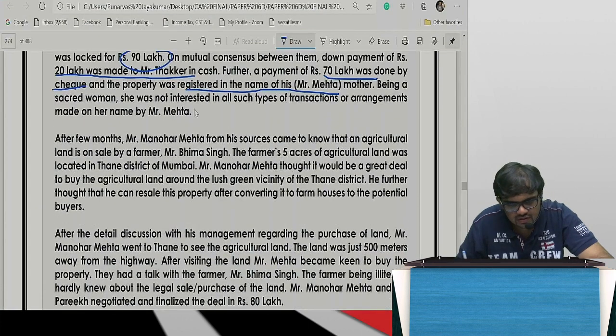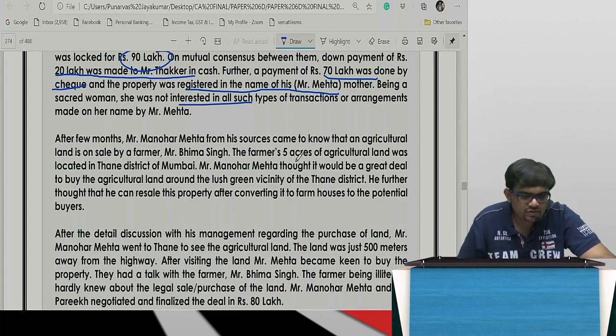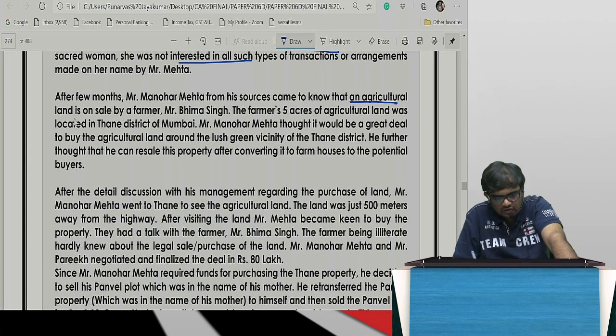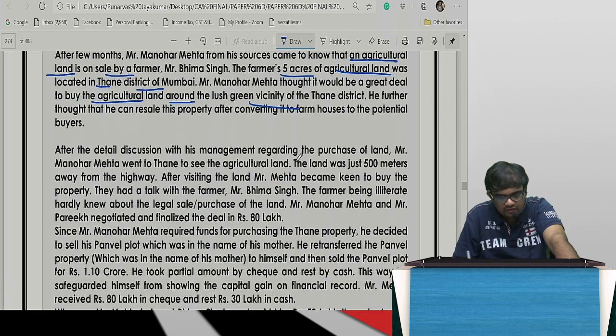Being a sacred woman, she was not interested in all these types of activities. Okay. After a few months, Mehta from his sources came to know that an agricultural land also is on sale by a farmer, Mr. Bhima Singh. The farmer's 5 acres of agricultural land was located in Thane district of Mumbai. Mr. Manohar Mehta thought it was a great deal to buy an agricultural land, lush green vicinity. He wanted to convert it to a farmhouse for potential buyers.